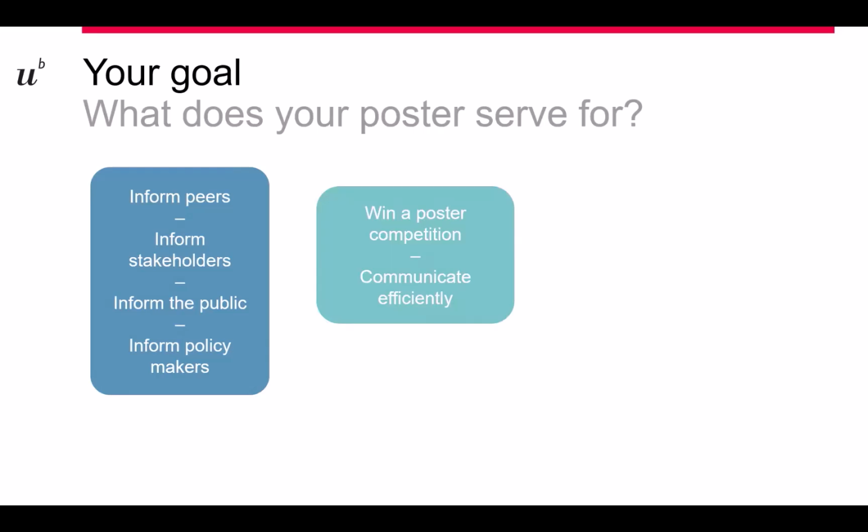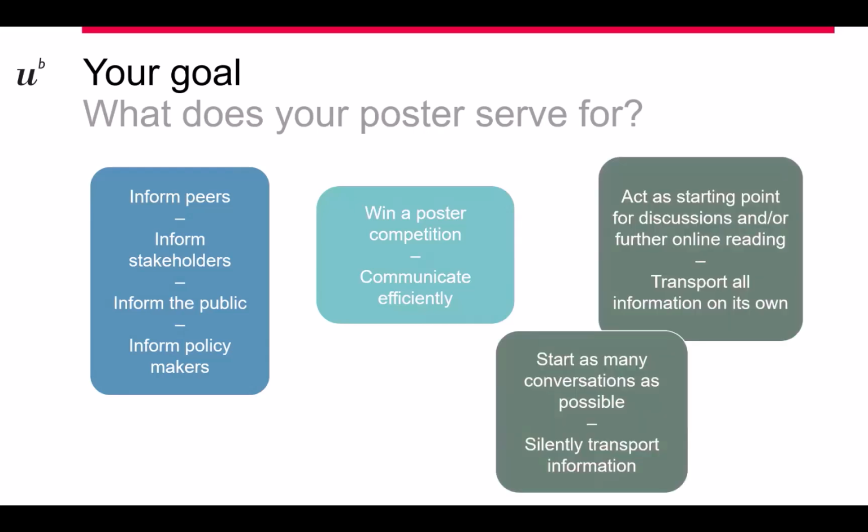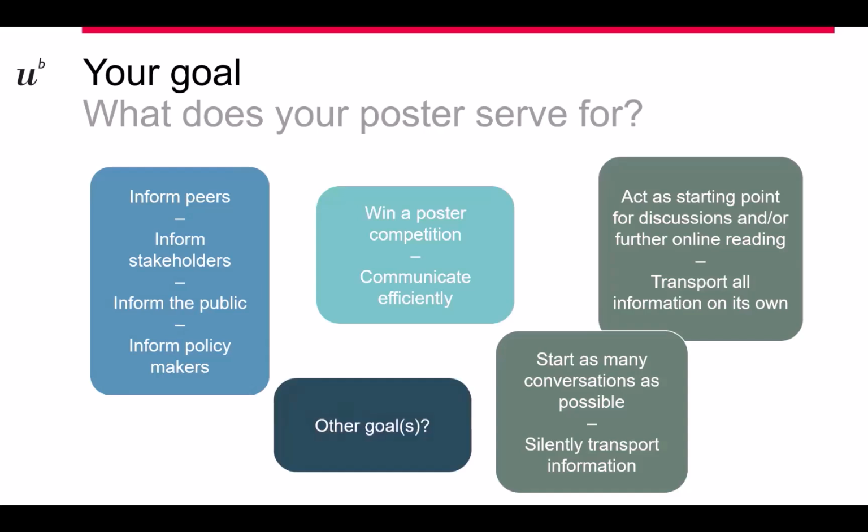Or you just want to communicate efficiently and you don't care about the competition at all. And there is quite a difference between having a poster as a starting point for discussions, so you want to have as many conversations as possible, or your poster just hanging on a wall and transporting its information on its own. And then there may be other goals depending on what you want to do with your poster.